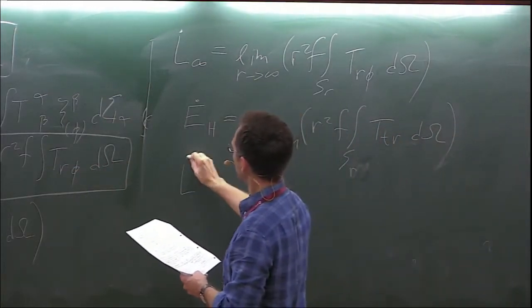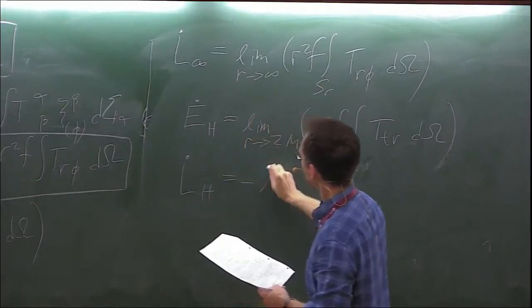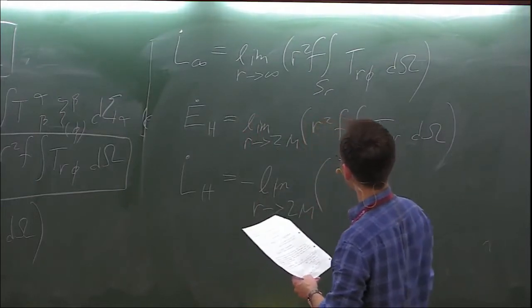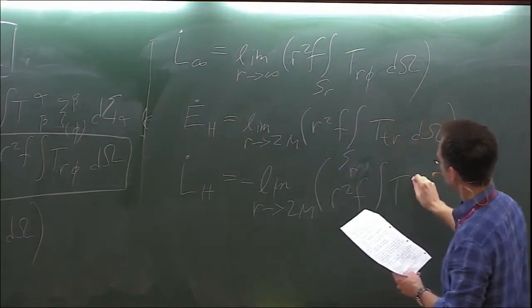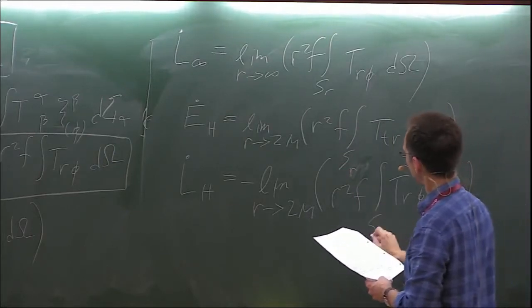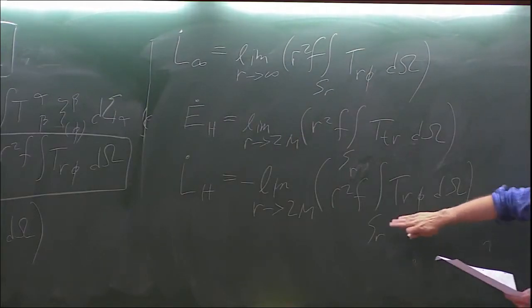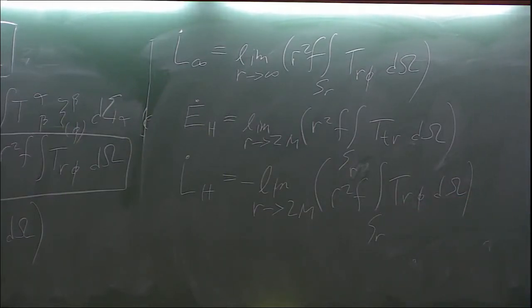And same thing for L dot at the horizon. Get an overall sign change. And we evaluate at 2m r squared f t r phi d omega S in. Okay, so we're not going to get to define what I mean by the stress energy tensor of the gravitational waves, but we'll get to that tomorrow and finish this up.